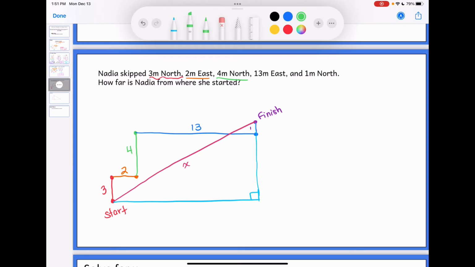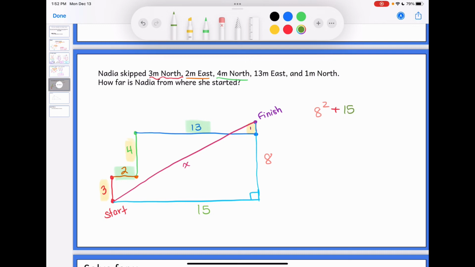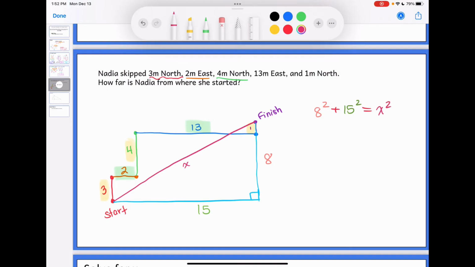Well, okay, all my left to right ones, if I start here, that would be 2 plus 13. 2 plus 13 gives me 15 down here, right? And what would be all of my vertical ones here? 3, 4, and 1 more. 3 plus 4 plus 1 would be 8. So this side would be 8. So I would have 8 squared plus 15 squared equals x squared, right? Because x is the side across from my right angle.